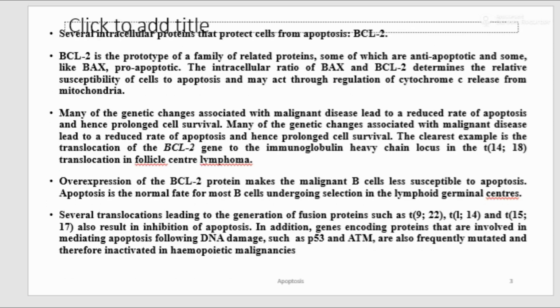It is not that every cell is producing P53 and the cell is going to be apoptosed. There are different types of proteins that protect the cells from apoptosis. Why do they protect when the cell is going for apoptosis? Why are the proteins protecting? Because it is a balance between survival and cell death.